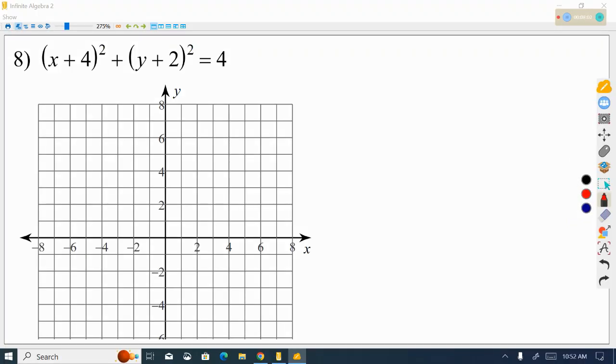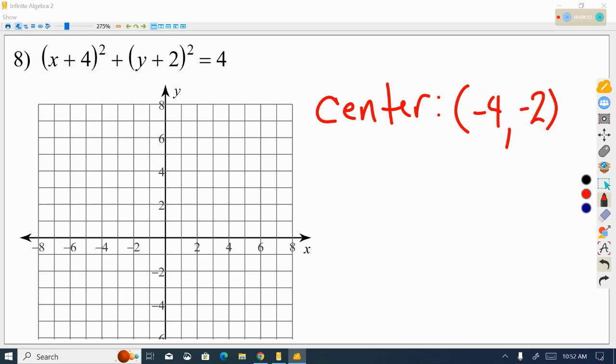Okay, so on number 8, we have 2 positive values, and that means we'll have to change both of them, right? They both got to change signs, so that means I'll have a negative 4 and a negative 2. So we should be over here in this quadrant on the bottom left with the center. And then to find the radius, got to take the square root of 4. And the square root of 4 is 2.